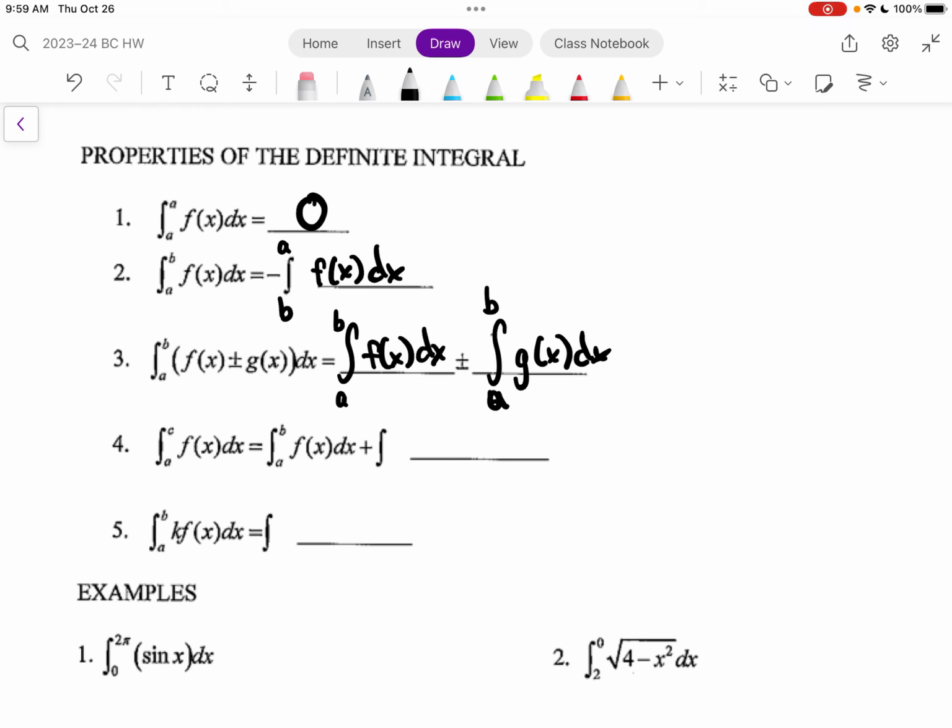Number 4 we've already seen so far. If I have the integral from A to C of f of x dx, that would be equal to the integral from A to B of f of x dx plus the integral from B to C, so that we can divide my limits up into more usable chunks. And the last one, if I have some constant k in there, I can pull it out and go from there.